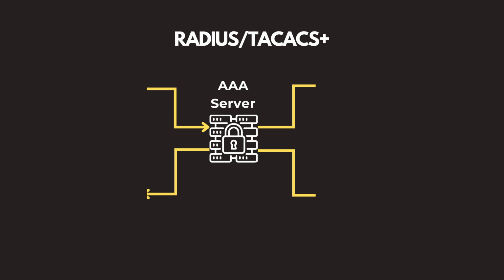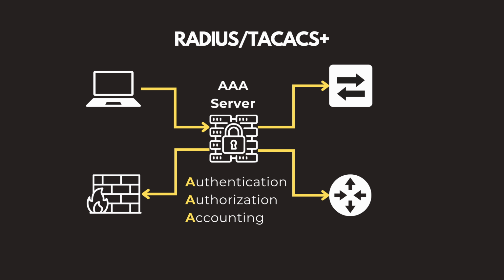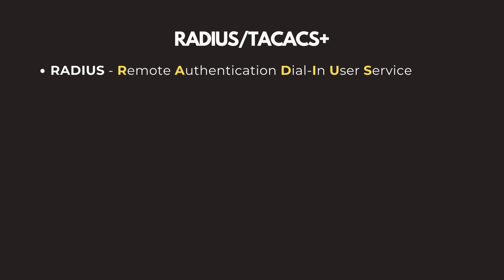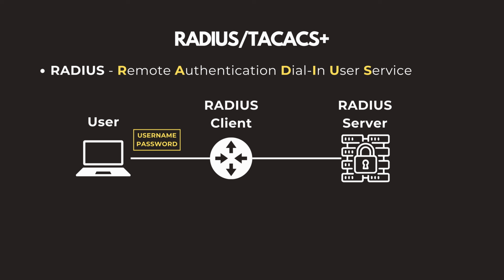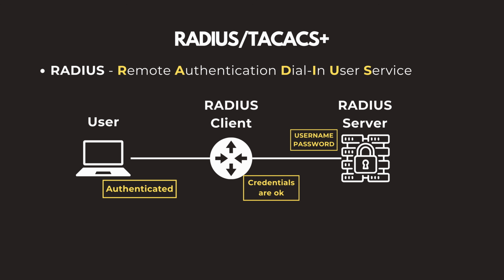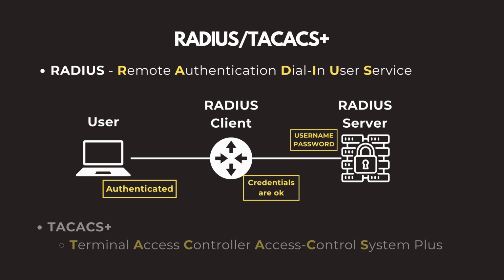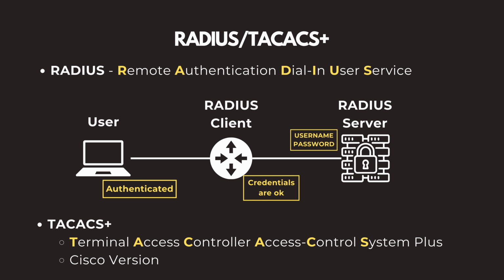The network also has RADIUS and TACACS+ for centralized authentication, authorization, and accounting. RADIUS stands for Remote Authentication Dial-In User Service. It operates on a client-server model wherein clients send requests to the RADIUS server for authentication. RADIUS is an open standard, while TACACS+ is Cisco's version of the protocol.